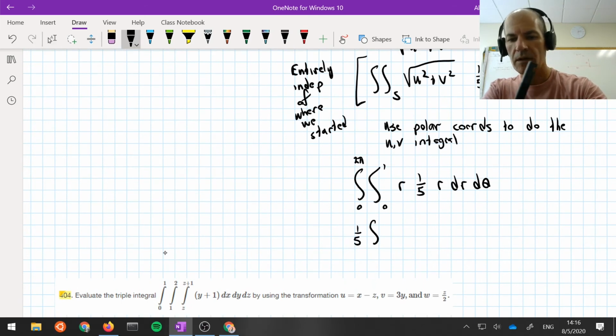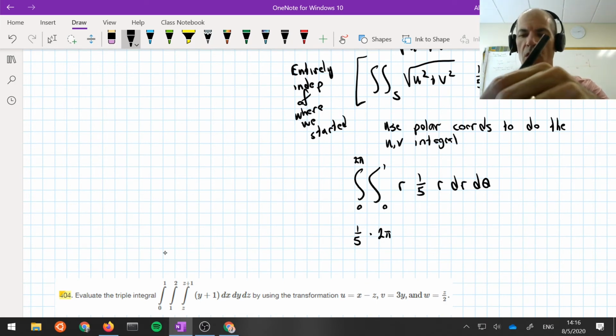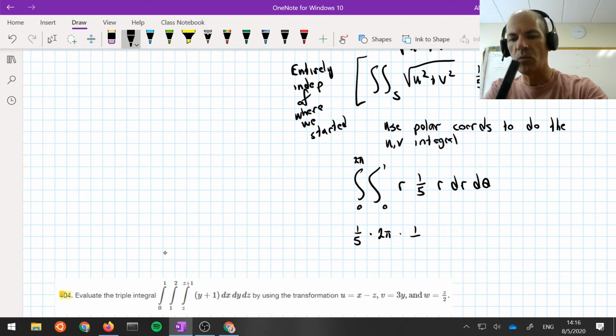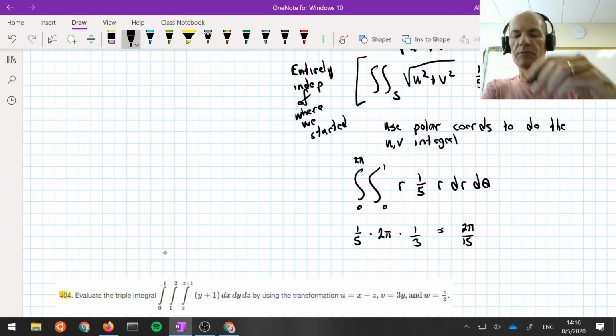1/5 integral from 0 to 2 pi. There's no theta here, so that's going to give us a factor of 2 pi. And then we need to integrate r squared from 0 to 1. r squared becomes r cubed over 3. Plug in 1, plug in 0, subtract, we get 1/3. Looks like we're going to get 2 pi over 15 if I've done my calculation correctly.